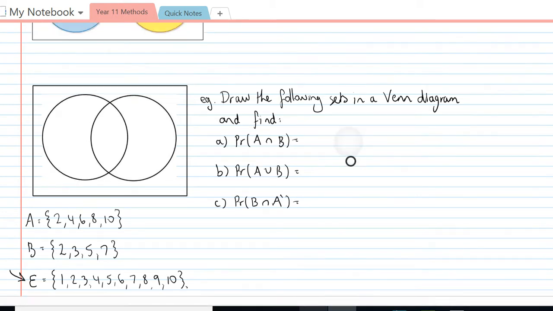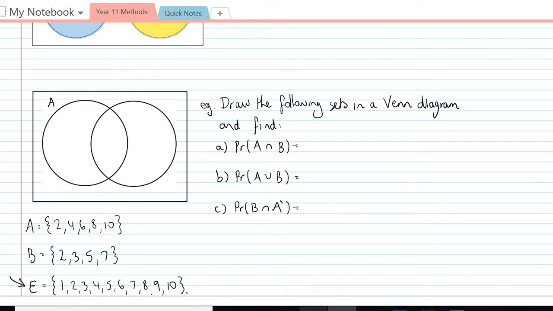So anyway, I'm going to just jump into this. I'll label the circles A and B. I'm also going to include, just up the top here, the number of elements in the universal set, and we can see there are 10 numbers down here. So the number is 10. Then in the set B, I've got 2, 3, 5, 7. In the set A, I've got 2, 4, 6, 8, 10.